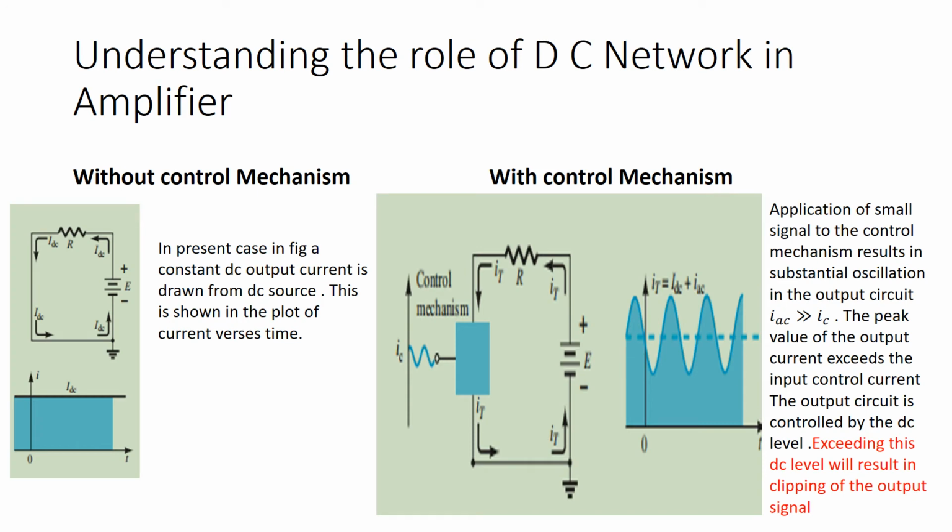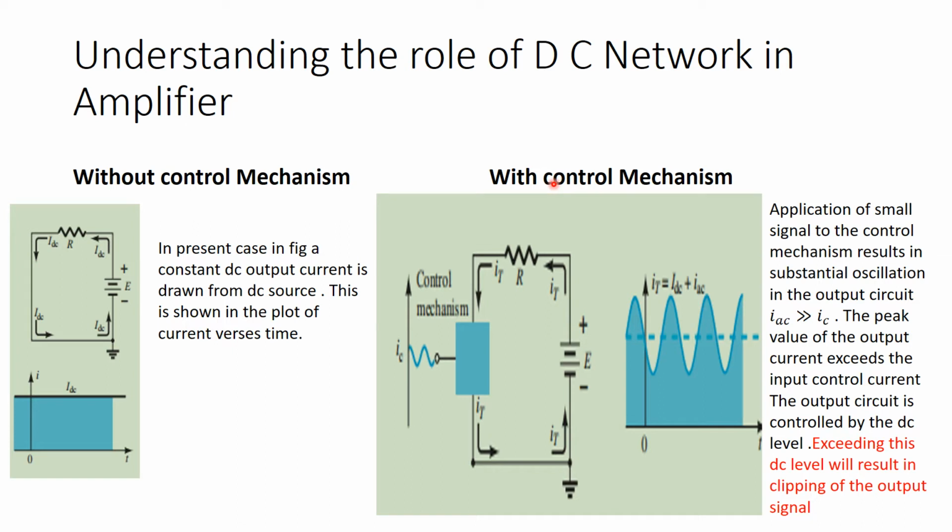Understanding the role of a DC network in an AC amplifier. Without a control mechanism, a simple network is given with a resistance and a DC source. When we activate this simple resistive network with the DC source, you will get a current pattern which is uniform with respect to time. That is what is shown here without control mechanism.